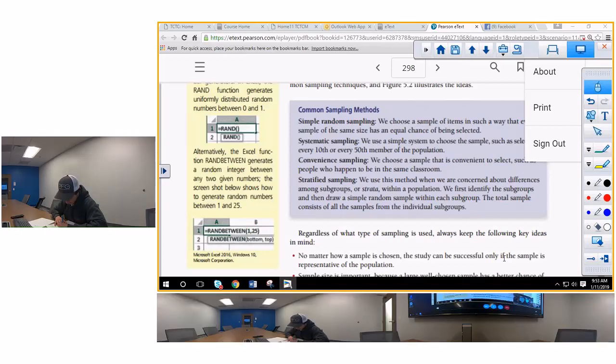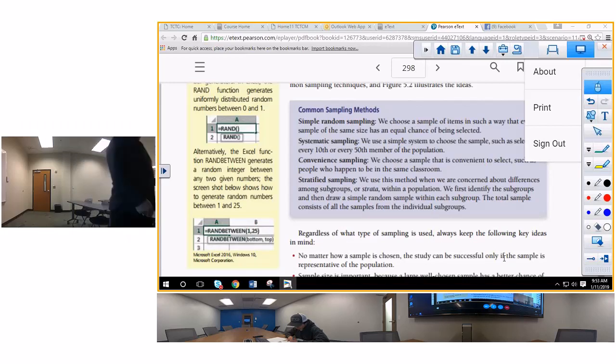The least used is convenient sample. Why is convenient sample least used? Okay, I want everybody to listen to this story, and I want you to tell me what's wrong with it. I'll let y'all finish writing first.